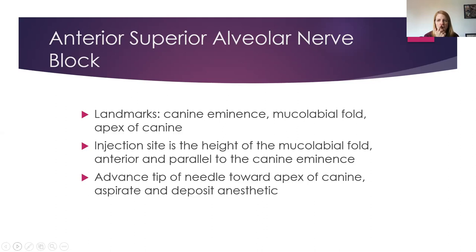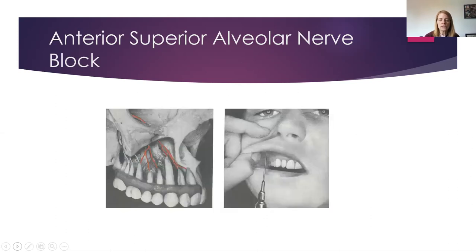It's going to feel like their nose gets numb, but you're going to be at the apex of the canine, slightly mesial to that canine eminence. This is going to numb canine, lateral, central. If you were doing canine to canine, you would have two injections, ASA on the right, ASA on the left. Tissue is going to be very taut to keep that cheek tight and out of the way.